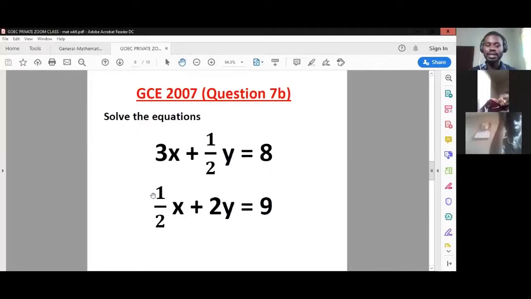Now how do we get that? If you multiply this by 2, 2 divided by 2 will disappear, so you only have x. This fraction will go. And then this one will be 4y, that's 2 times 2y, and this one will be 18, that's 2 times 9. I have given you enough hint. So go ahead and solve using the substitution method. I wish you all the best.